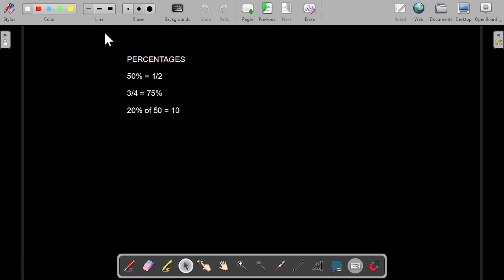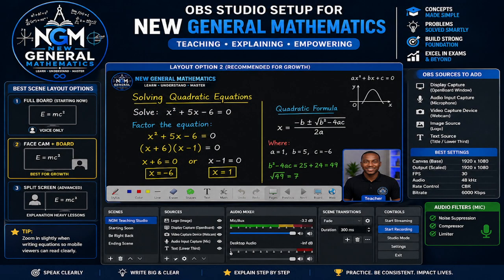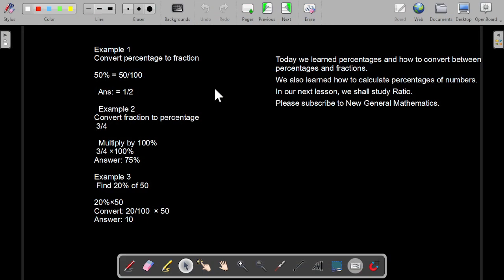So these are terms. When we go there, I will have my board where I will be putting these statements, just to refresh your memory. It is very, very important that you understand that, right? So today we learned percentage and how to convert between percentage and fraction. We also learned how to calculate percentage of numbers.